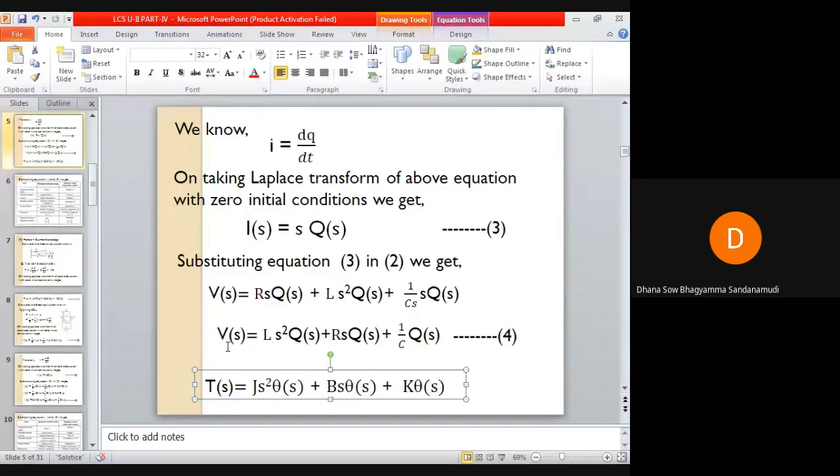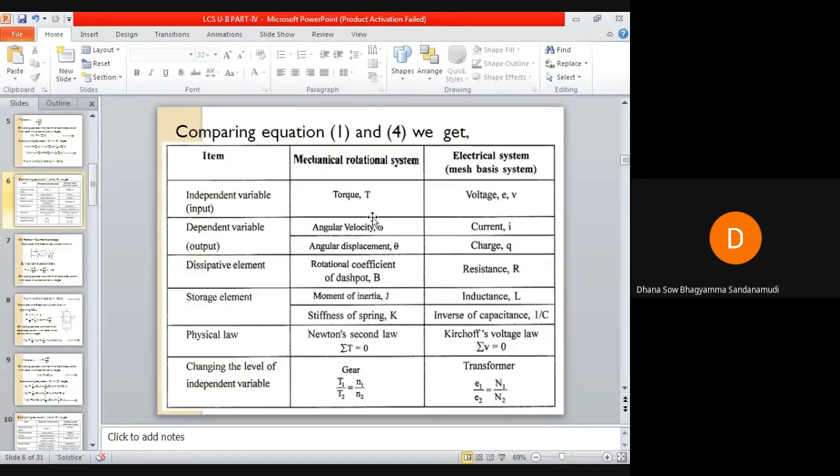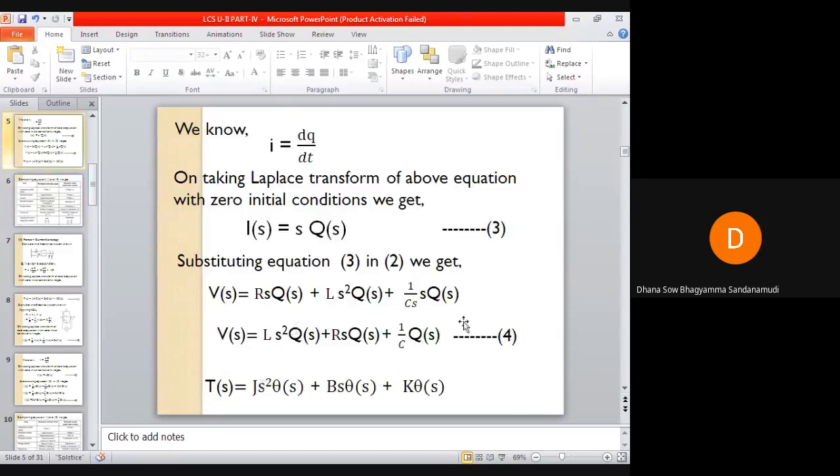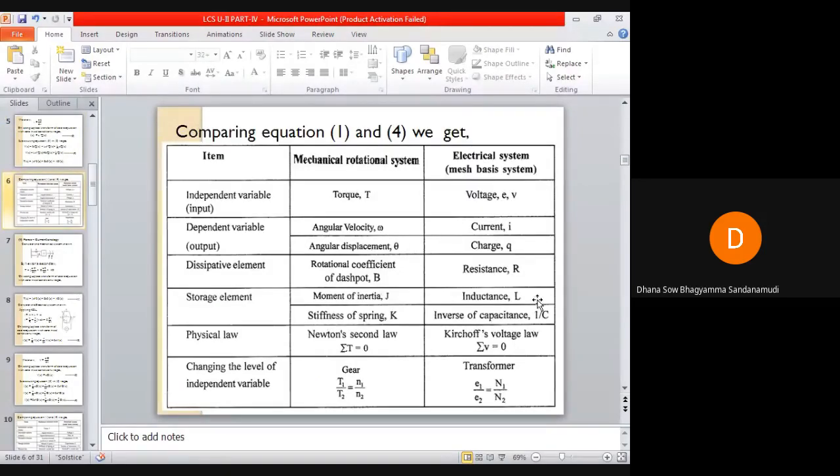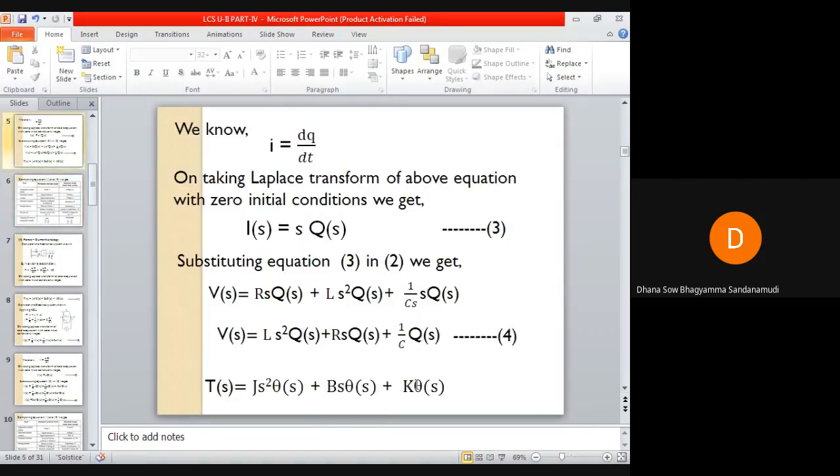This is your electrical equation. So V(s) is analogous to T(s). J is analogous to L. Theta(s) is analogous to Q(s). B is analogous to R. K is analogous to 1/C. You just see in this table: T is analogous to E. You can represent voltage as E or V. Theta is analogous to Q. J is analogous to L, B is analogous to R, K is analogous to 1/C.